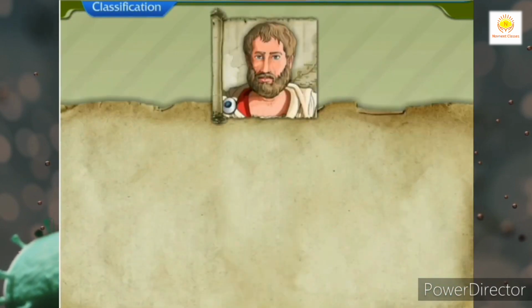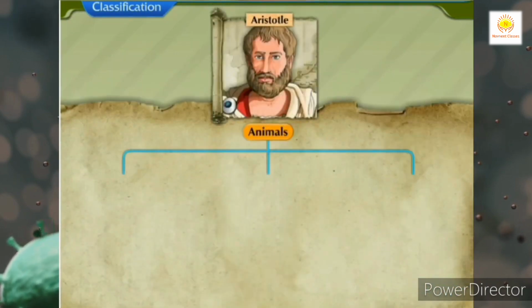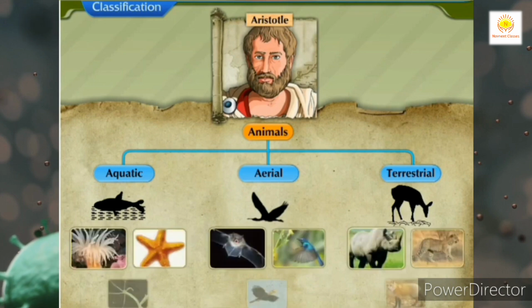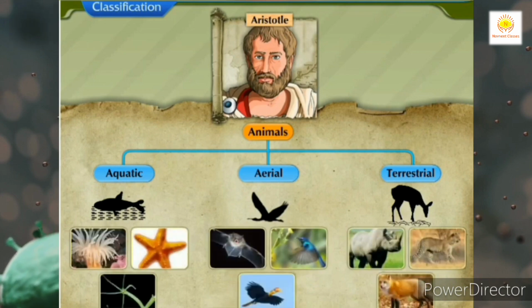The Greek philosopher Aristotle classified animals as aquatic, aerial, and terrestrial on the basis of their habitat. But this has been considered a simpler classification as the organisms living in the same habitat also show wide differences in their characteristics.